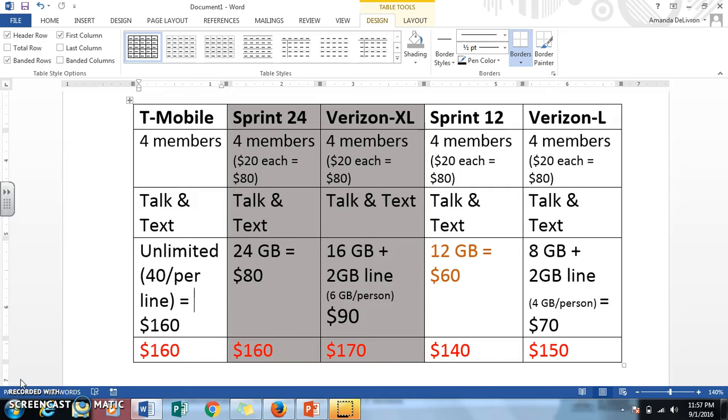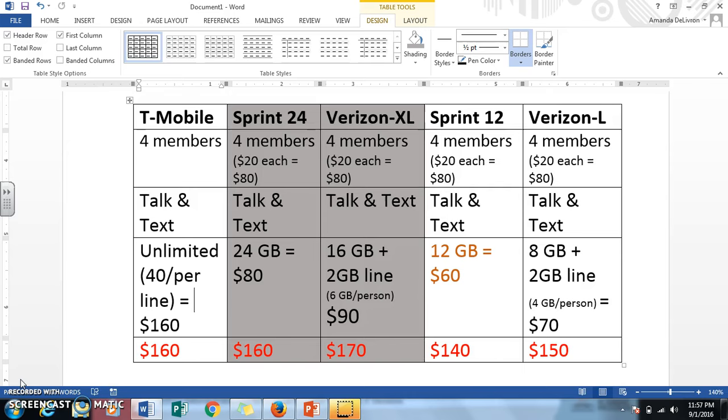Me personally, I chose to eliminate the Sprint 24 gigabyte data plan and the Verizon Extra Large data plan. That was really too much data for Selena's family. They were also the 2 most expensive plans, and there were a lot of extra charges. I chose to keep the T-Mobile plan because it's unlimited, and again, you don't have to worry about any extra overage charges. I also chose to keep the Sprint 12 gigabyte plan because it really is the cheapest plan.